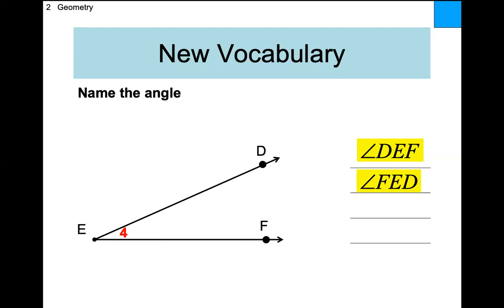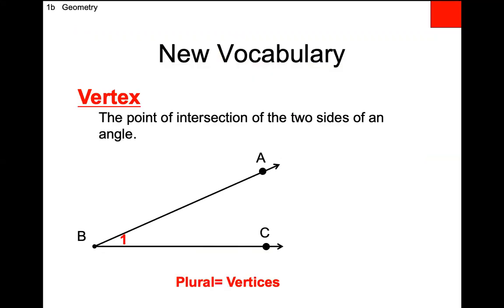There's 2 other ways. If the angle is floating all by itself, there's no other angles around it, you can call it by its vertex. What's its name? Angle E. And the last one, if it's labeled, it's angle 1. Now, you're going to see later on that you are allowed to label if you want to. All right. Done with that.